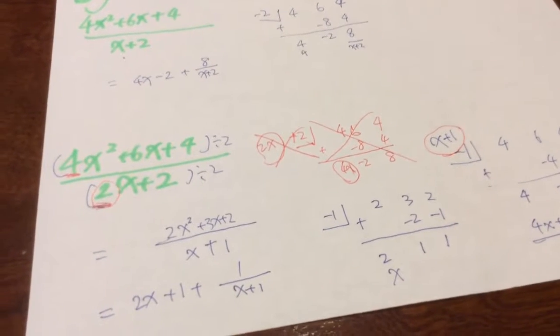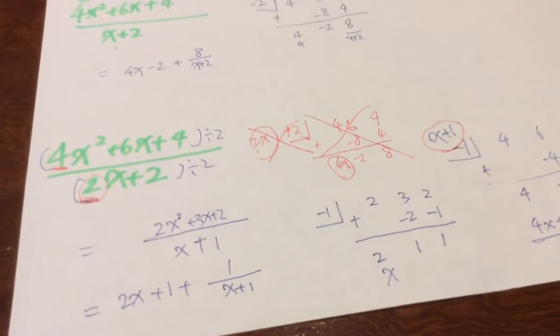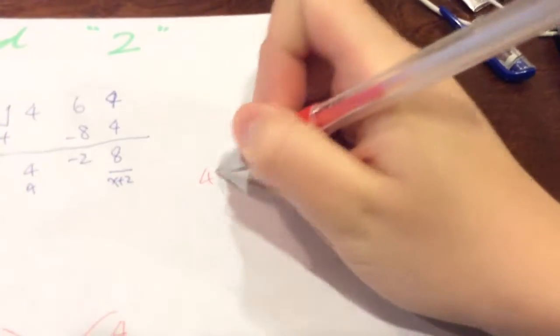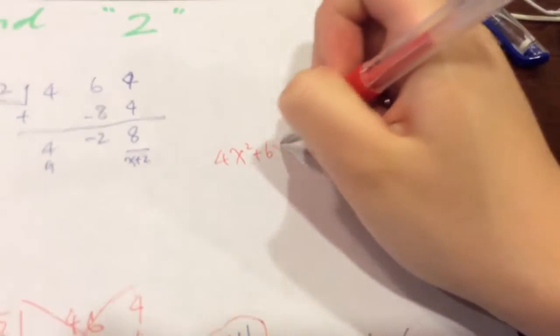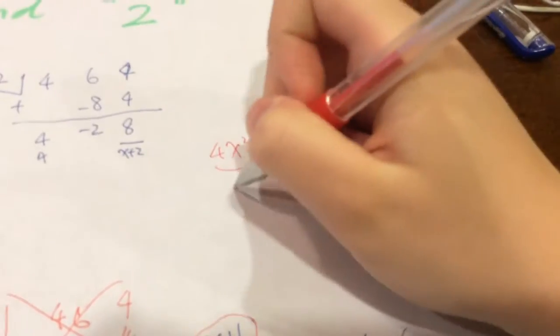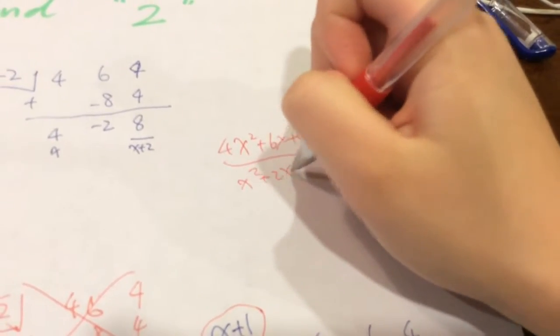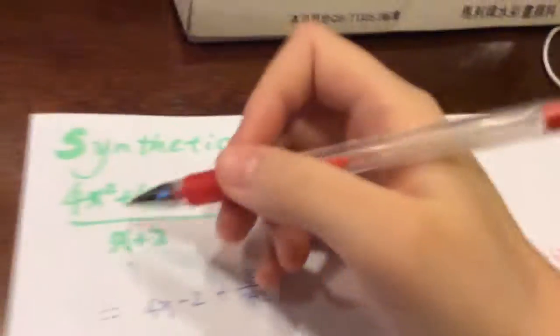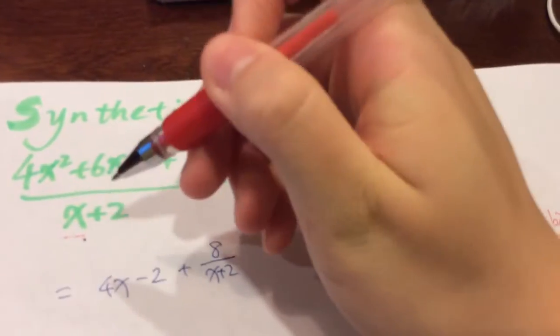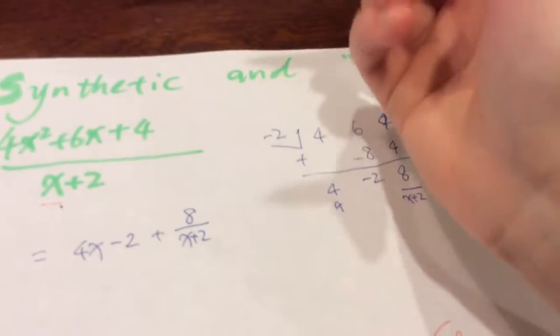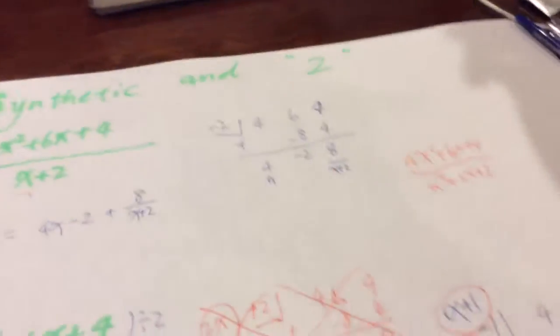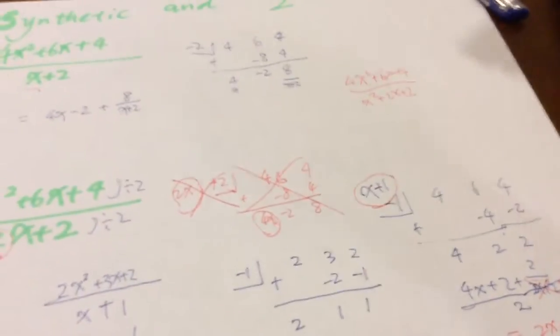And also, synthetic does have liabilities. For example, we cannot use it to divide by polynomials that have more than 2 terms. For example, if it's 4x squared plus 6x plus 4 divided by x squared plus 2x plus 2, we can't do it. So only when it's x plus another number, you use synthetic. Otherwise, just use long division. Long division does not have liabilities.